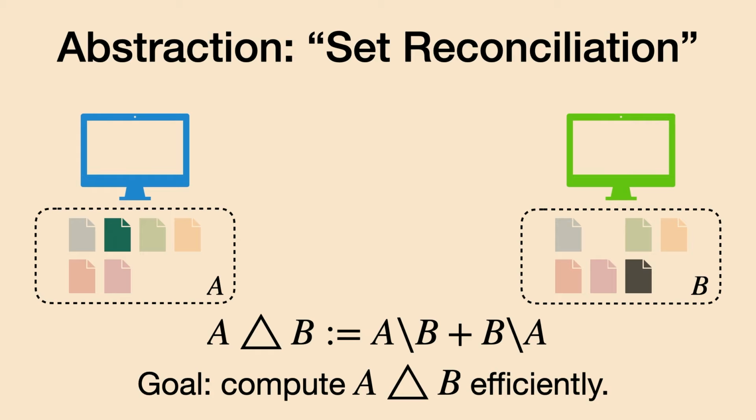The symmetric difference of two sets are the items that are exclusive to only one of the sets. In other words, the two items highlighted here in the slide. So the green item is exclusive to A, B doesn't have it, and the gray item is exclusive to B. So they want to figure out what this set is. Because if they figure this out, they can exchange the items in the symmetric difference so that the two sets become the same, right?